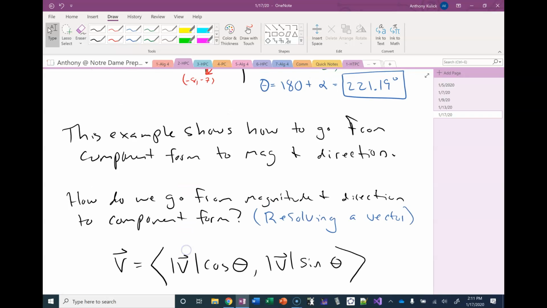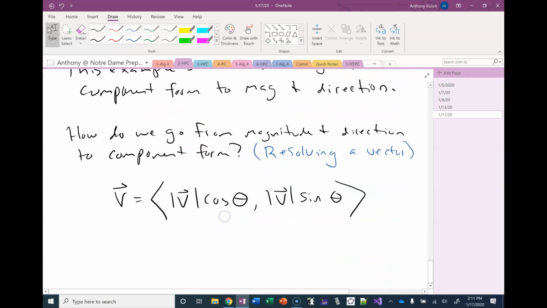So this last example and this last formula are the two most important parts from this first section: the ability to go from a magnitude and direction into component form, and the way to go from component form back to magnitude and direction. We're going to find that frequently when dealing with vectors, we start off with magnitude and direction, we turn it into component form to do some arithmetic, and we turn it back into a magnitude and direction to get our final answer.